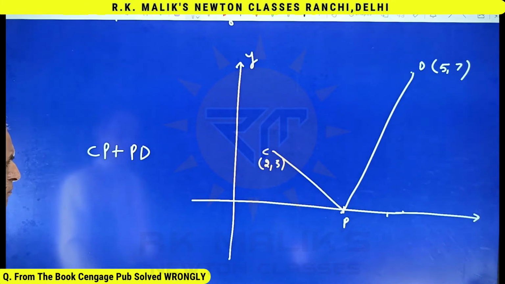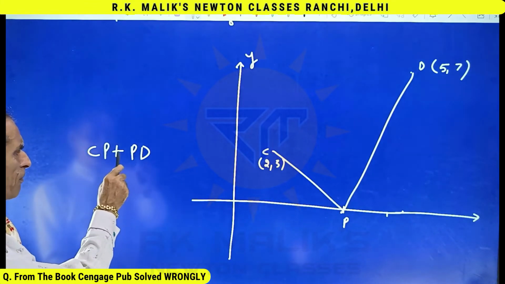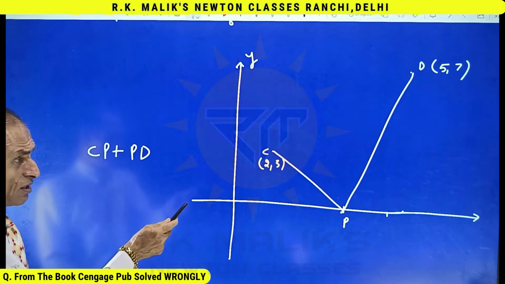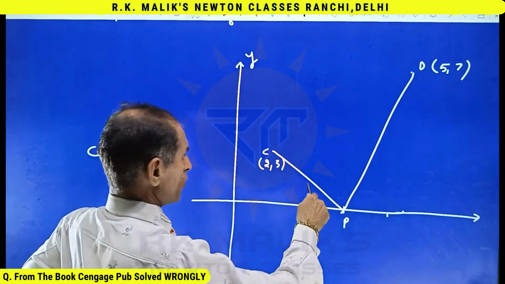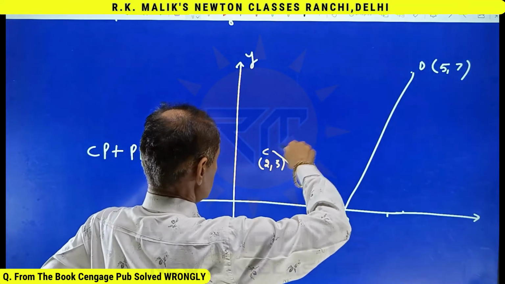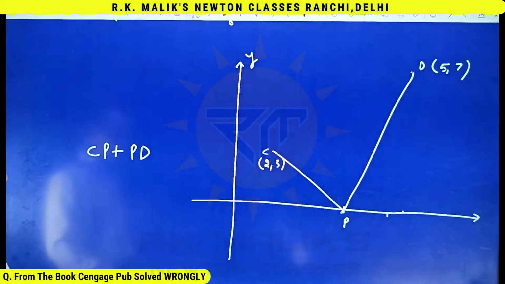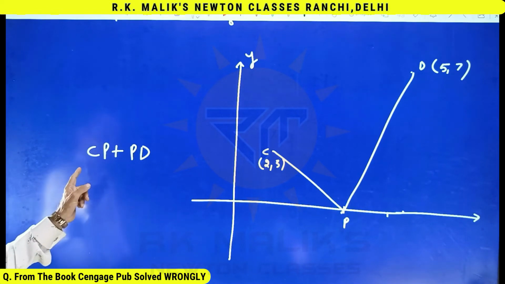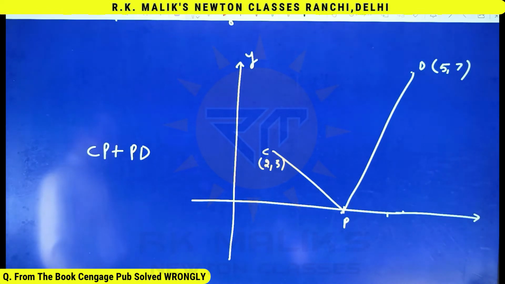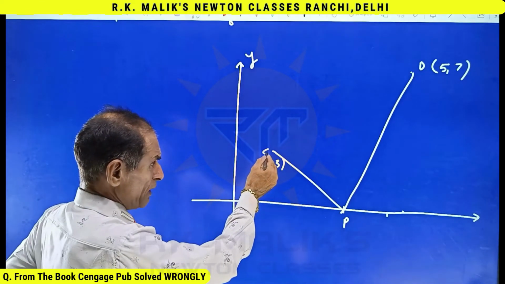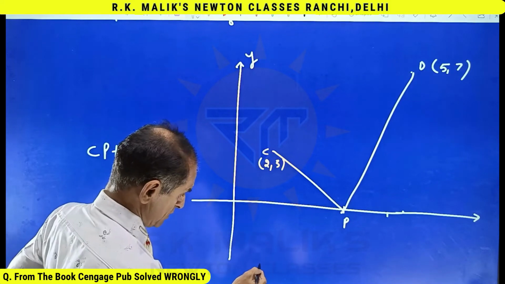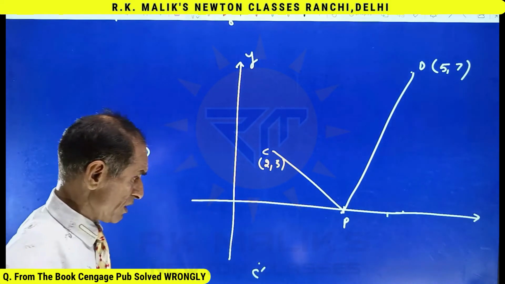It is obvious that the least value of CP plus PD is not CD because P can never come on the line segment CD. P can move only on this line only. To find the least value of CP plus PD and also the coordinate of the point P such that CP plus PD is least, see the concept I am going to use. I take the image of the point C in the x-axis, that is, the image is somewhere here.